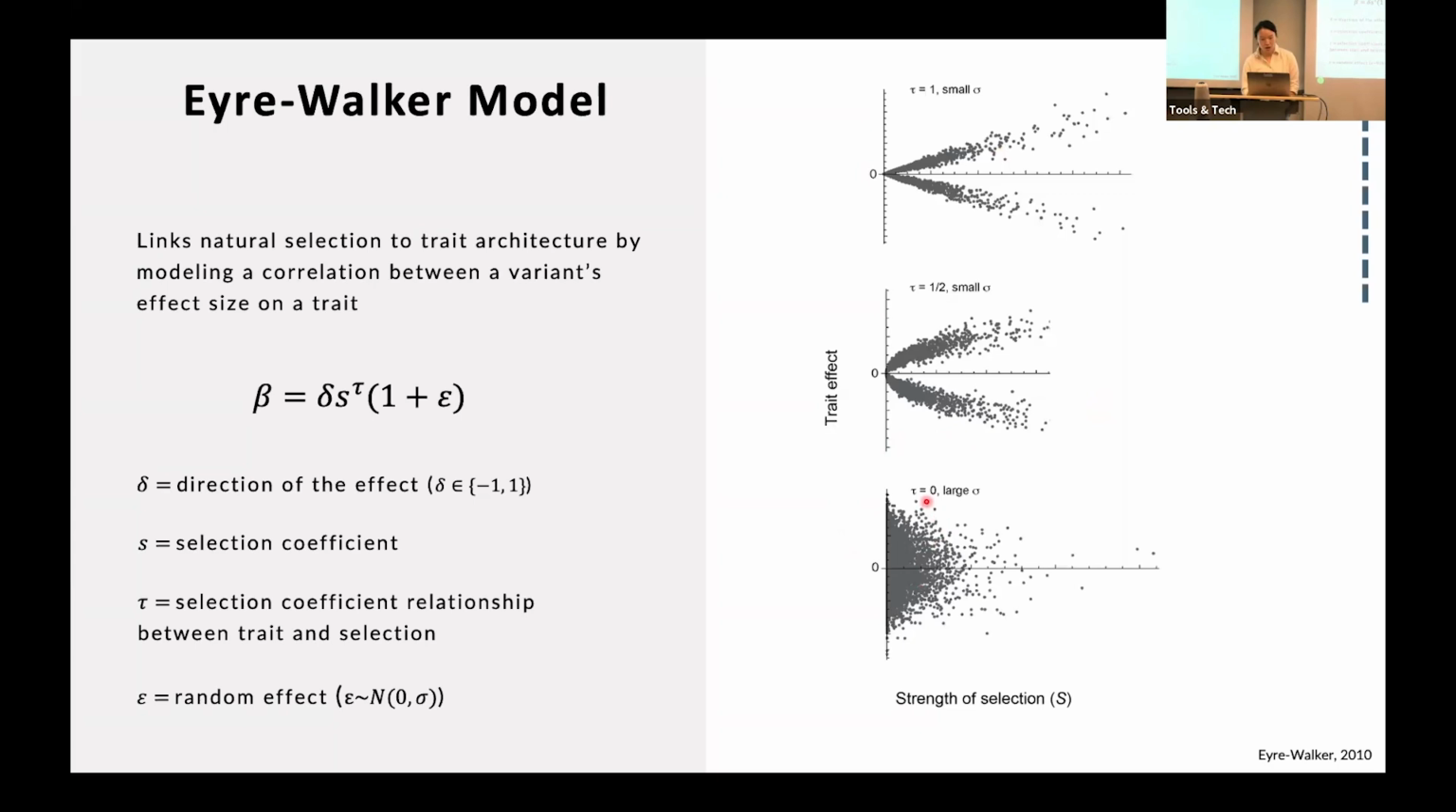But if we look at tau of 0, there's really no relationship between effect size and fitness. And as you can see, the points are pretty much just spread out and not really showing a clear trend between these two values.